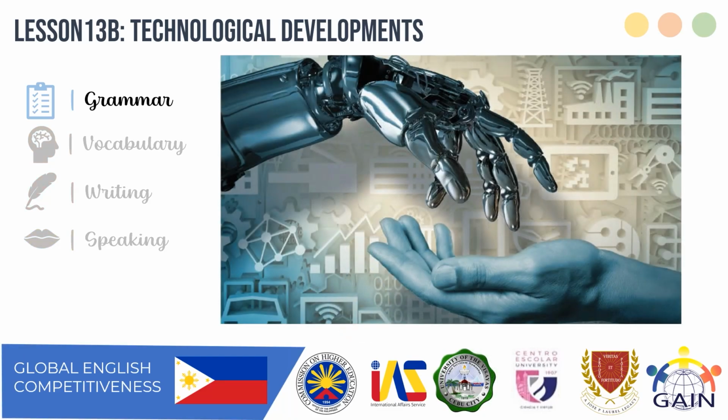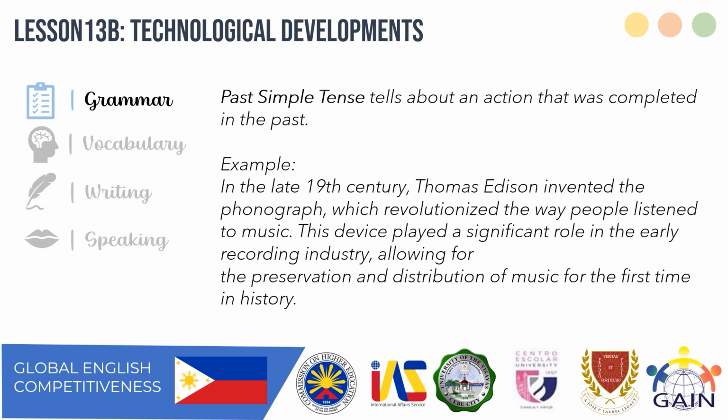When discussing technological developments, we use specific tenses of verbs to help us narrate the history of technological advancements, inventions, or breakthroughs. It allows us to talk about specific moments in the past when these developments took place. The past simple tense tells about an action that was completed in the past.